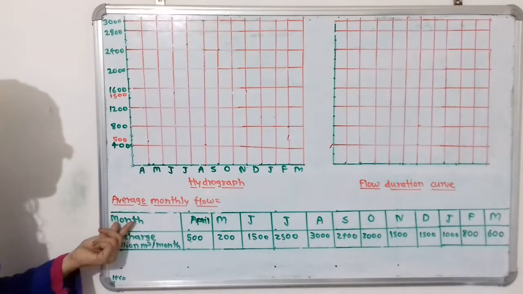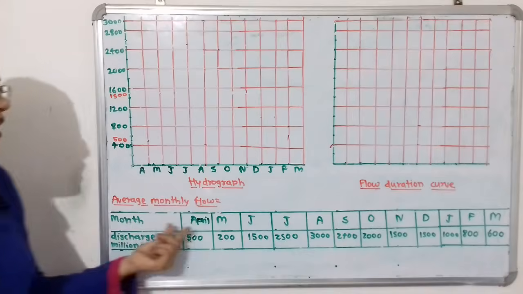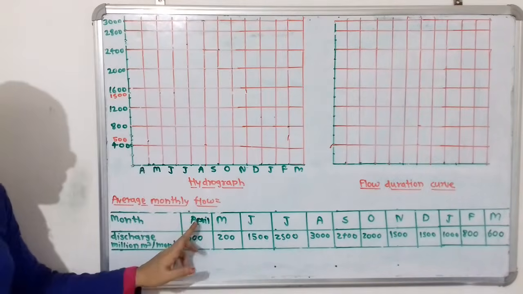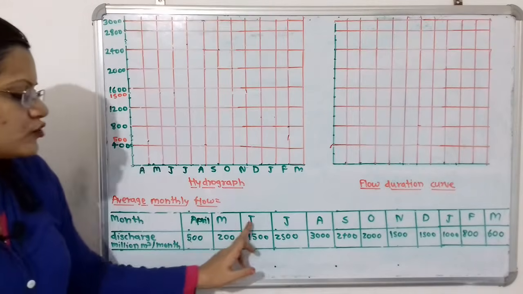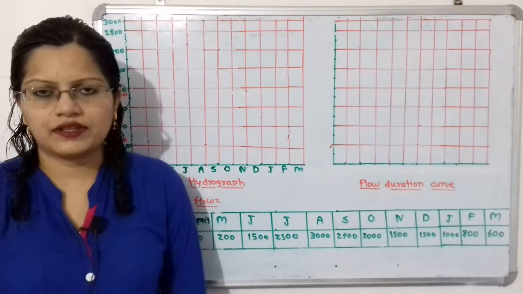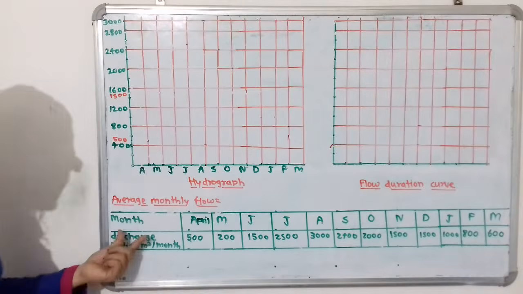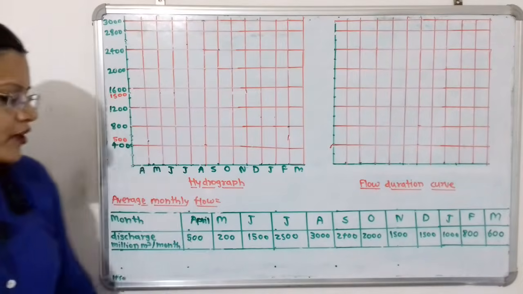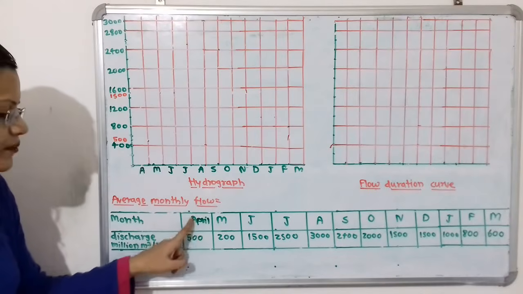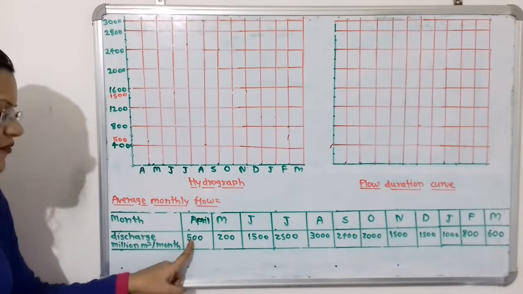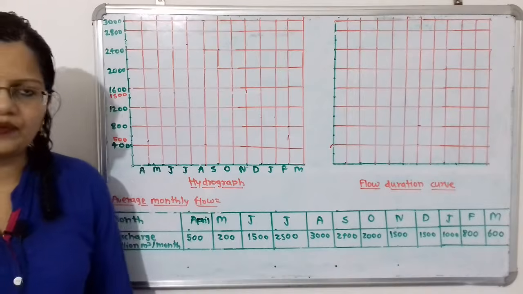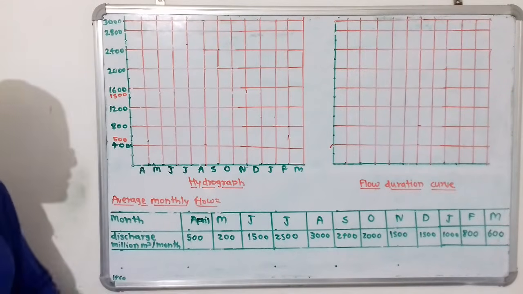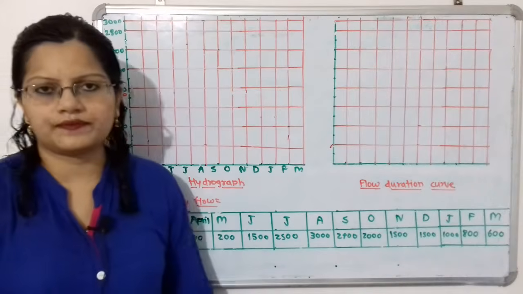Now here total period, that is the months, are given. 12 months are given and these months start from April, that is April, May, June, July and so on. For these months discharge in million meter cube is given. That is for 1 month, we can say for the month of April discharge is 500 million meter cube. For the month of May discharge is 200 million meter cube and so on.